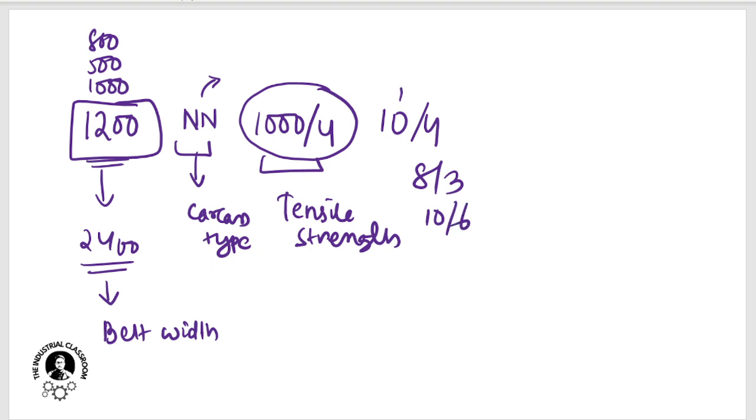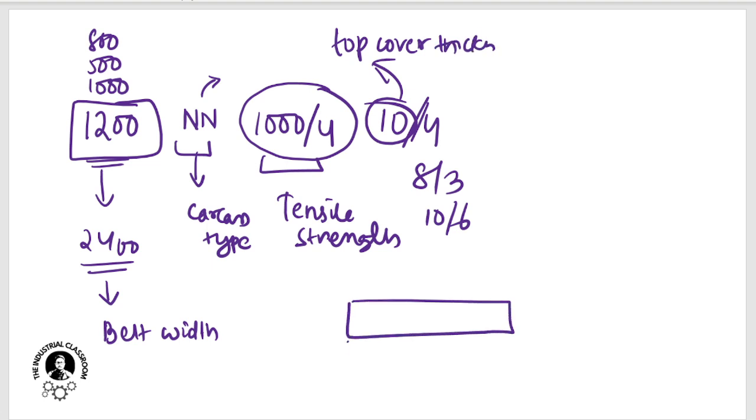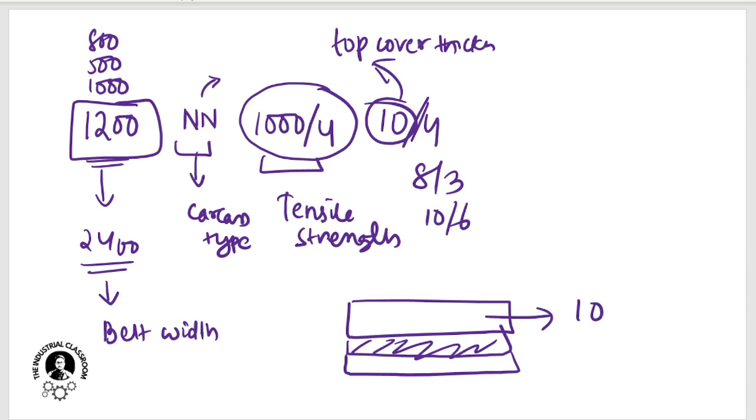So these are nothing but, the first digits here before the slash sign, it is the top cover thickness. The thickness of the top cover. We know in a fabric belt we have top cover, we have carcass, then the bottom cover. So this is the carcass. So the top cover thickness here is 10 in this case. The bottom cover thickness is 4 in this case. Right. So this is the bottom cover thickness.